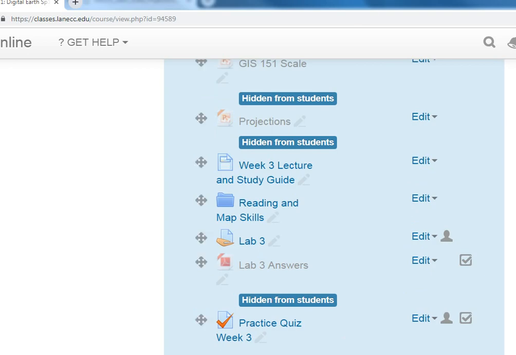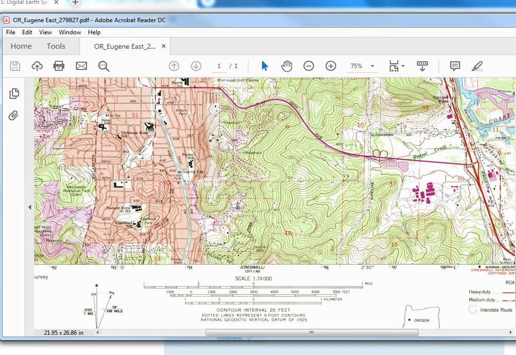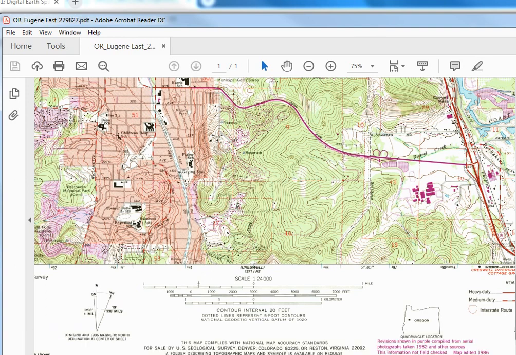You do need to have a copy of the Eugene East topographic map. There are copies for everybody I handed out in class, and those of you online, you can download this. You can order it from the USGS, probably a little late for this week, and there are copies for you in the social science office.